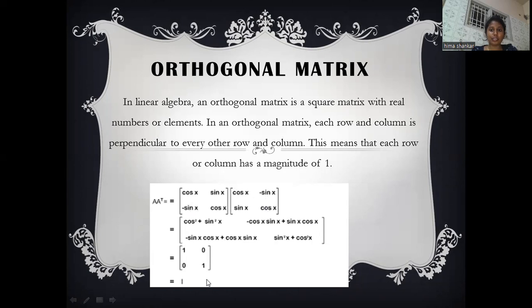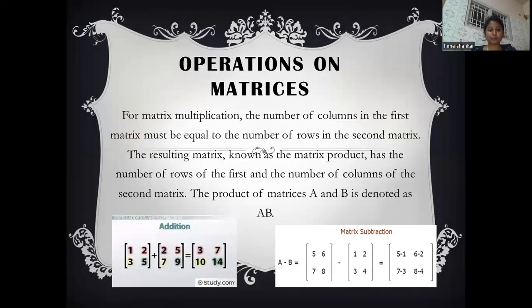This represents the orthogonal matrix, and the final answer should be the identity matrix. Identity matrix of a 2 cross 2 matrix is 1 0 and 0 1. So an orthogonal matrix will always be an identity matrix.